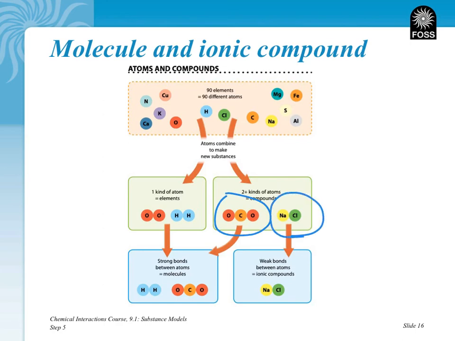Now, how those are joined together, we're going to get into a little bit more detail. They are bonded together, kind of like wedding, holy matrimony, all that kind of stuff. In this case, the bonds between H's and O's, in CO2, carbon dioxide, and hydrogens is a very strong bond, and that's a molecule bond. Whereas the other ones, like NaCl, that is a weak bond, and we call that an ionic compound. And we'll get into those a little bit more detailed later.